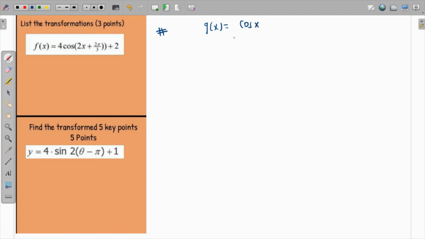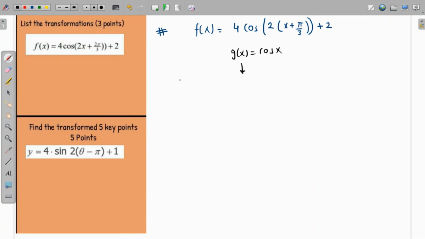Before moving to cosine of x, we are going to rewrite the function in a standard format, in which 2 is taken as a common factor. This will be 4 cosine of 2 times x plus pi over 3, and plus 2 remains as it is. Now we write the parent function, g of x equals cos x.